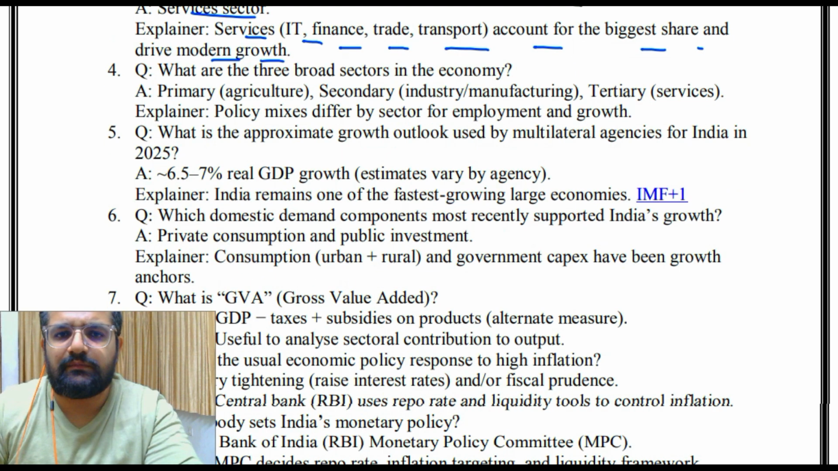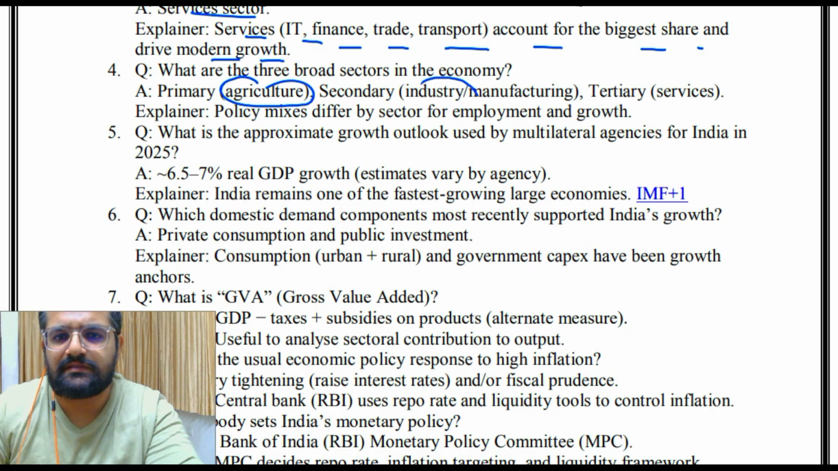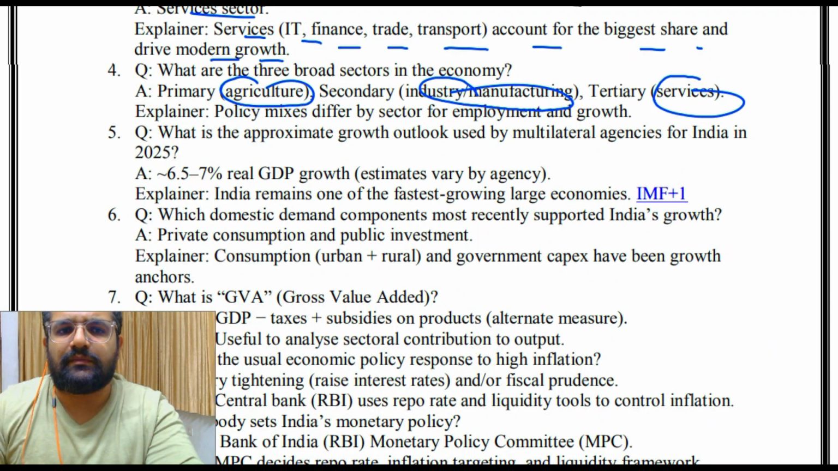What are the three broad sectors in the economy? Primary, secondary, tertiary. Primary में कौन आता है? Agriculture. Secondary में industry, manufacturing. Tertiary में services. Then policy mixes differ by sector for employment and growth. What is the approximate growth outlook used by multilateral agencies for India in 2025? 6.5 to 7% real GDP growth.